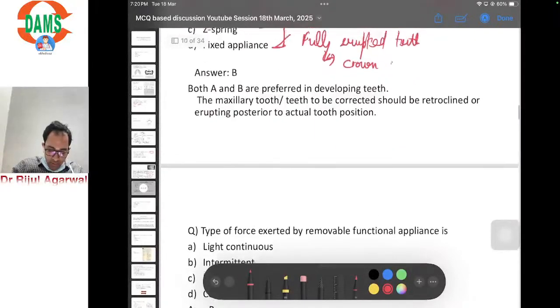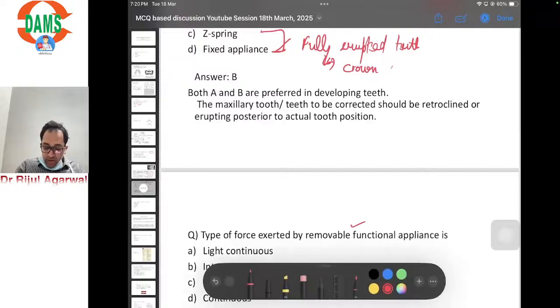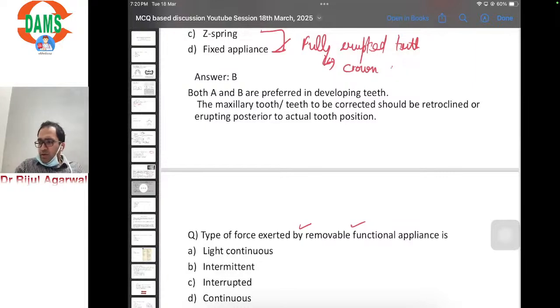next question. Type of force exerted by a removable functional appliance: light, continuous, intermittent, interrupted, or continuous. So they're asking you about a functional appliance which is removable. What will be the answer?